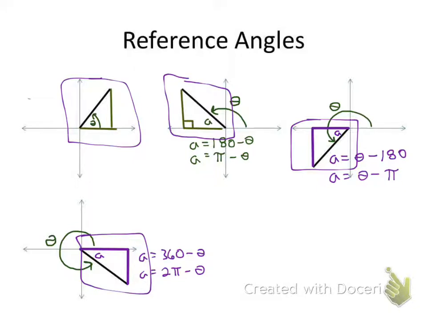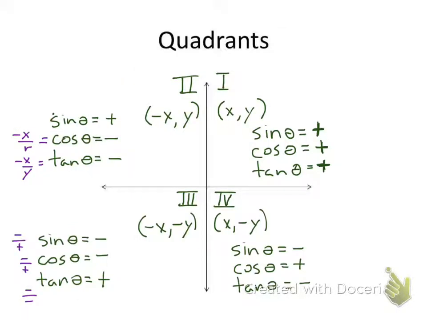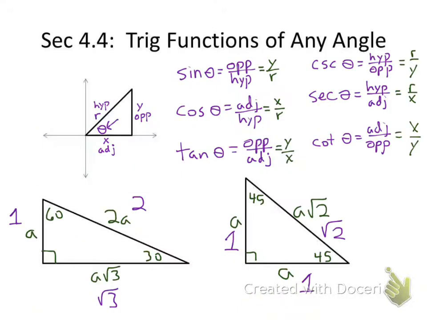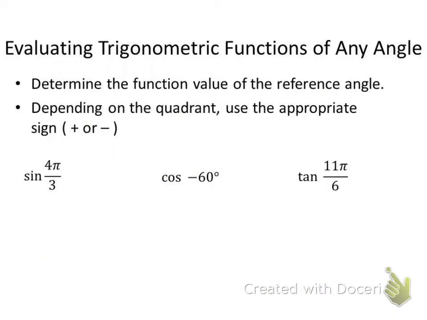So we've taken these theta values. We can now make a reference angle, which we can put in a quadrant and pay attention to the signs, which relates back to the trig ratios that we have. So we can start piecing it all together. Really, this process of evaluating trig functions of any angle is we're going to determine the function value of the reference angle. They're going to give us a degree or radian measure. We want to figure out what the reference angle is to go with that. And then depending on the quadrant, we've got to pay attention to our positives and negatives.